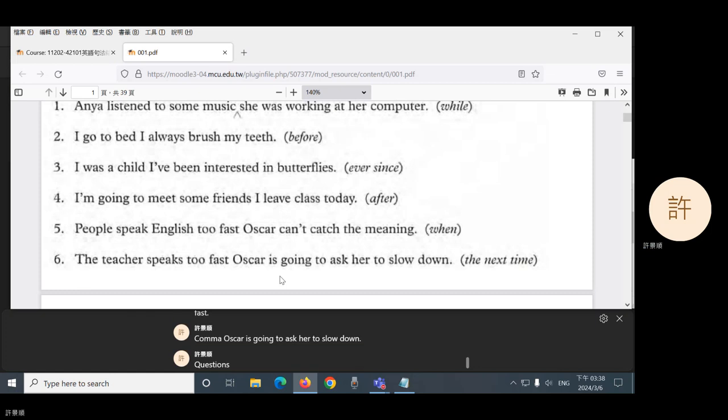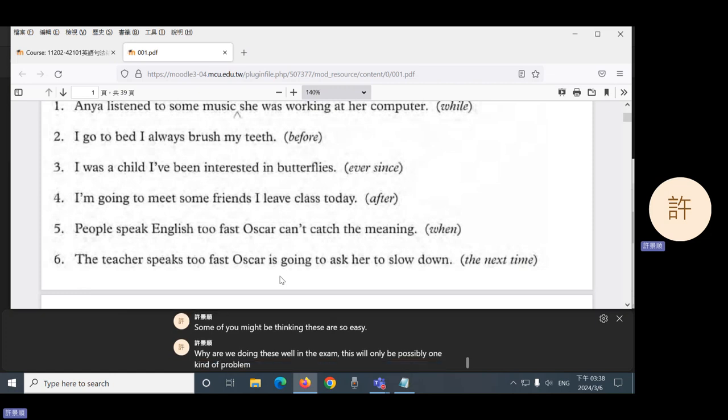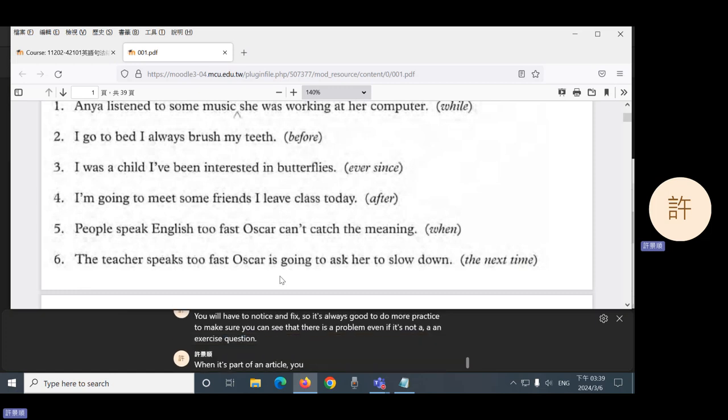Questions? Some of you might be thinking, these are so easy. Why are we doing these? Well, in the exam, this will possibly be only one kind of problem you will have to notice and fix. So it's always good to do more practice to make sure you can see that there is a problem, even if it's not an exercise question. When it's part of an article, you should notice that this is a problem.